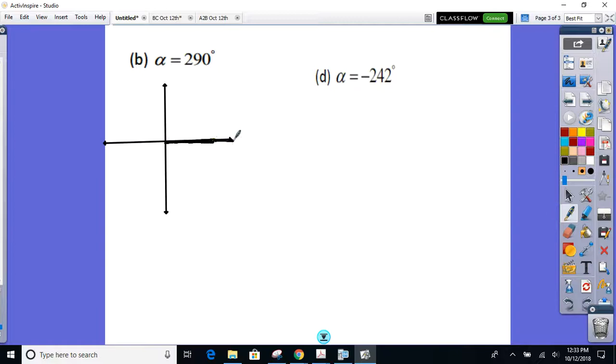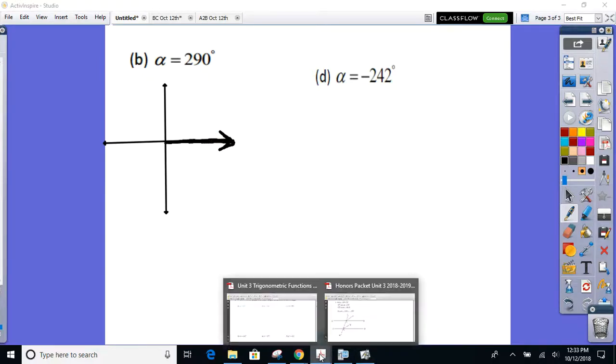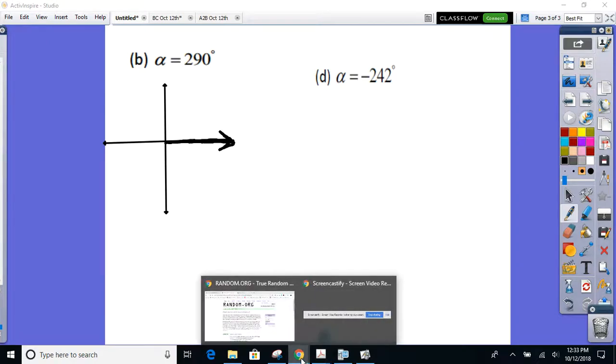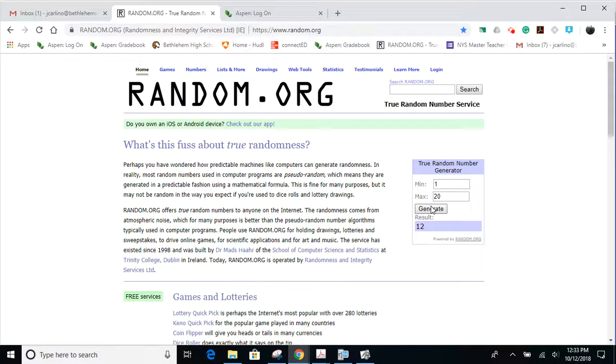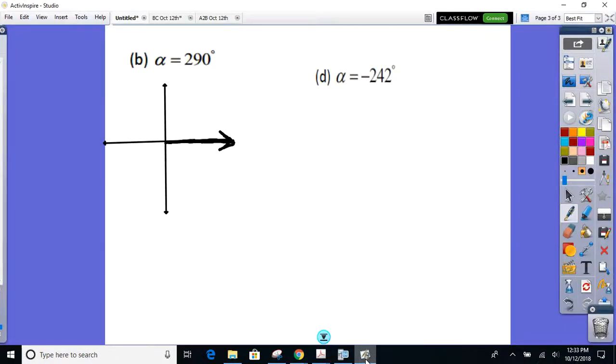Nice job, JT. Thank you. Going this way. And the other side's going to be whatever quadrant 290 is in. So what quadrant is 290 going to be in? Quadrant 4. Yep. Because remember, 270 is right here, followed by 360. So it's got to be in between there.